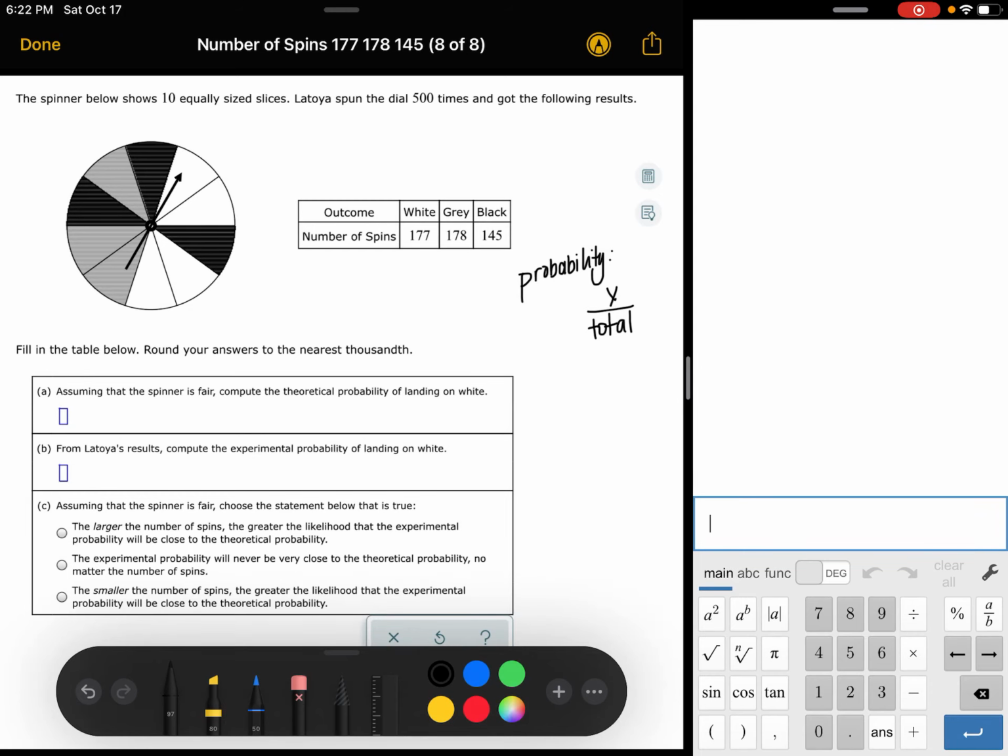All right, guys, so this is a little bit of a more detailed question, but the idea behind it is pretty simple. So the question says the spinner below shows 10 equally sized slices. Latoya spun the dial 500 times and got the following results. Assuming that the spinner is fair, compute the theoretical probability of landing on white. From Latoya's results, complete the experimental probability of landing on white. Okay, and then you're going to answer some questions.